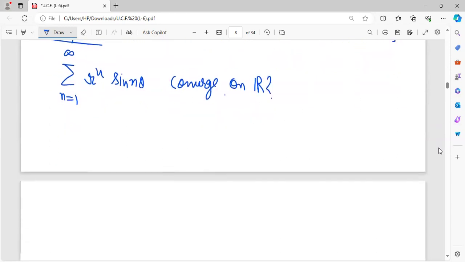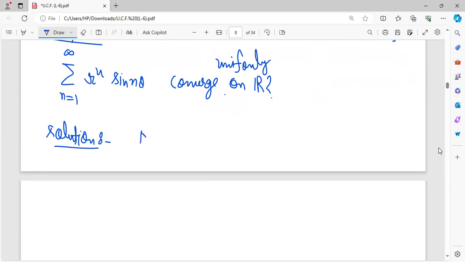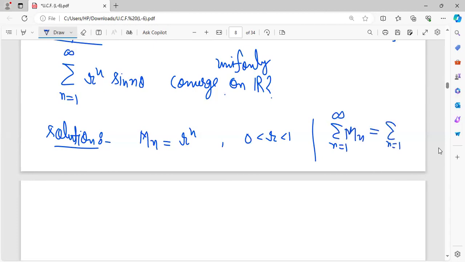Whether this series converges, you see that this series converges uniformly on R. So you see that if I take M_n equal to r to the power n, and r is in this range, so this becomes a geometric series, and a geometric series converges if your common ratio r is less than 1 in its absolute value. So this series converges. And its term is non-negative because r is in this range. So r to the power n will be non-negative, positive.